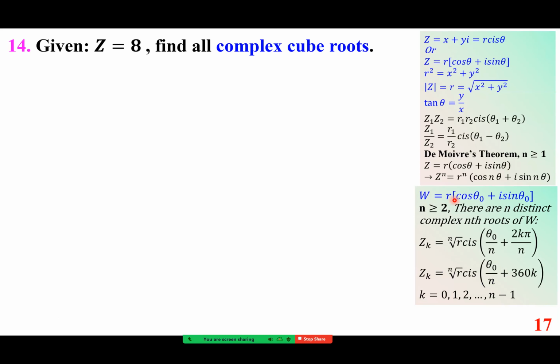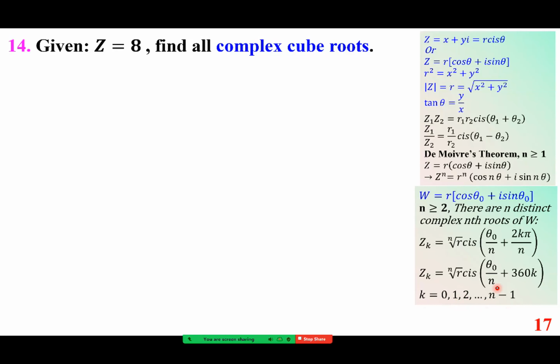If w is r cis theta sub 0, where n is larger than or equal to 2, there are n distinct complex nth roots of w. So z sub k is the nth root of r, cis of theta 0 over n plus 2 pi k over n. And of course, if it's degrees, theta 0 over n plus 360k. Please understand these two are the same. And you choose k to be 0, 1, 2, all the way to n minus 1.